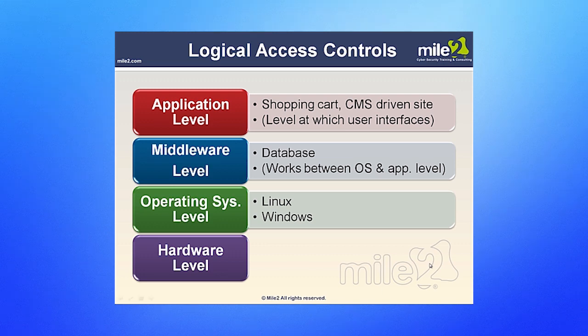Application level, such as a shopping cart or a content management system site where you have a user interface. Middleware level, think of a database working between your operating system and any sort of applications that you're running. Then at the operating system level, we think of the various operating systems such as Windows, Linux, the Macintosh with the Apple operating system. I mean, it could go on. And then finally down to hardware level even, controlling logical access.